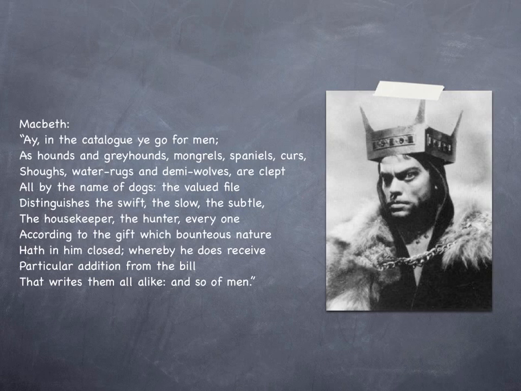So to quote Macbeth, he's speaking to two potential assassins whom he's hiring. "I and the catalogue ye go for men, as hounds and greyhounds, mongrels, spaniels, curs, shoughs, water-rugs, and demi-wolves are clept all by the name of dogs. The valued file distinguishes the swift, the slow, the subtle, the housekeeper, the hunter, every one according to the gift which bounteous nature hath in him closed, whereby he does receive particular addition from the bill that writes them all alike, and so of men."